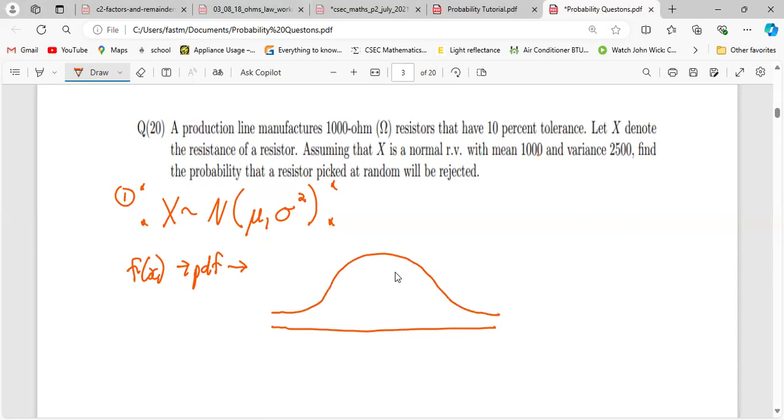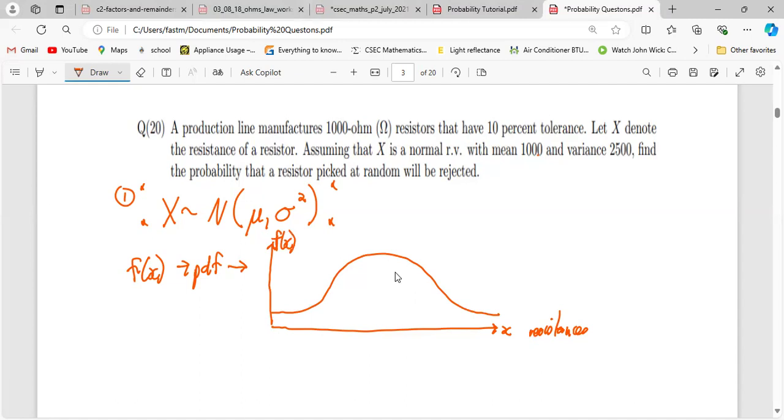All right. So three things: x represents all the possible values of whatever random variable you're looking at. So in this case, x will be the resistances of all the resistors, and the y-axis will be the probability. That's f of x, right?